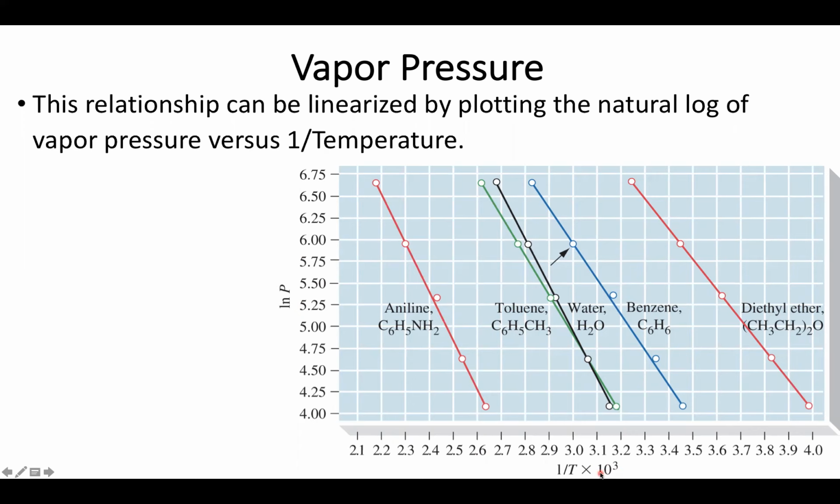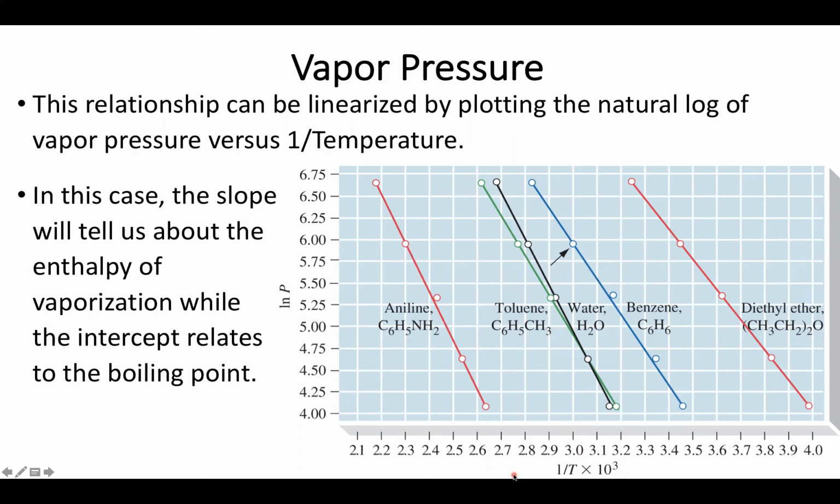Now, because 1 over T tends to be very small numbers, for convenience, we often multiply this by 1,000 just to make the axes go from 2 to 4 instead of 0.002 to 0.004. Now, in this case, the slope is going to tell us a lot about the enthalpy of vaporization, and the intercept is going to tell us a lot about the boiling point. Both of these features are going to be very useful in describing the intermolecular forces of a gas and in just predicting everyday behavior of species.